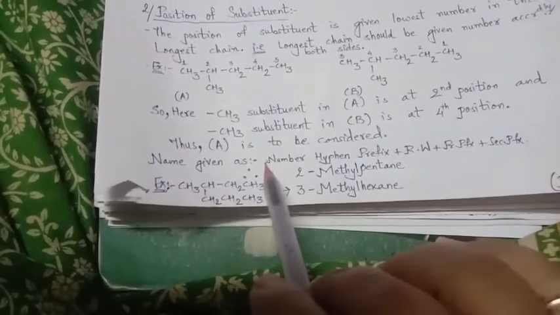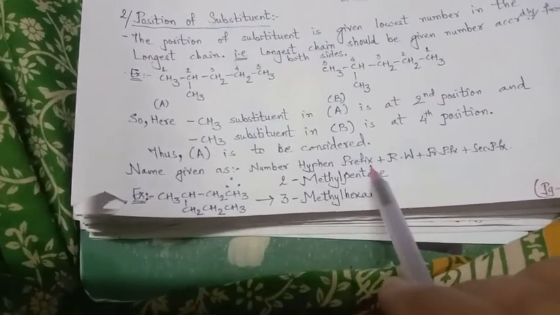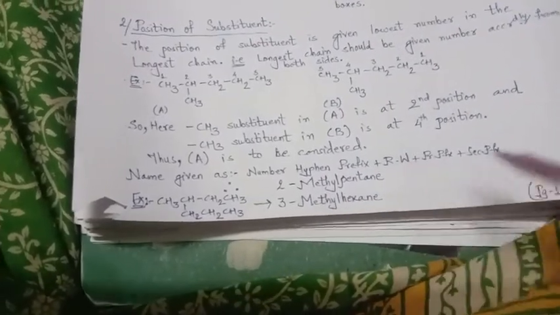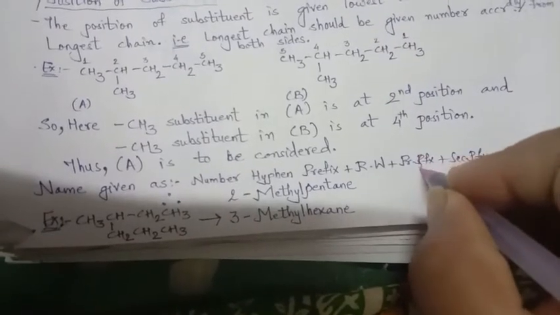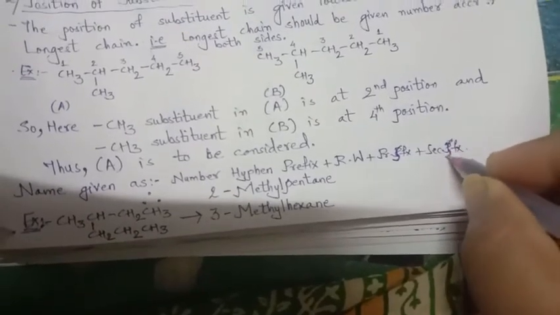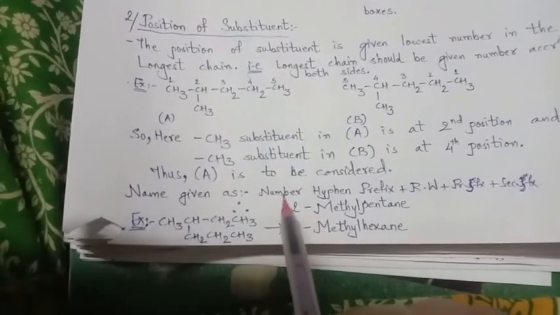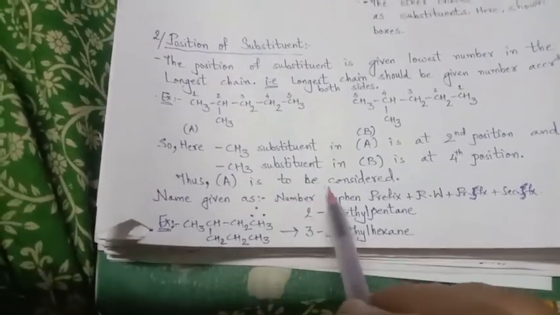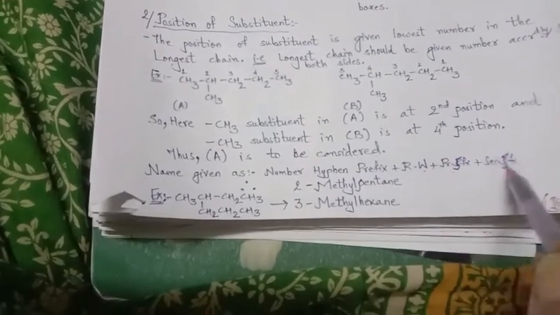So the name is given as number, hyphen, prefix, plus root word, primary suffix. Sorry, today I have written prefix everywhere. But this is the primary suffix. This is the secondary suffix. Clear? So what is the number now? Two things added: number, then hyphen, prefix, root word, primary suffix, secondary suffix.